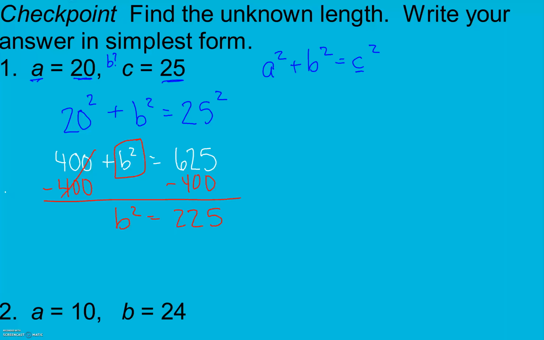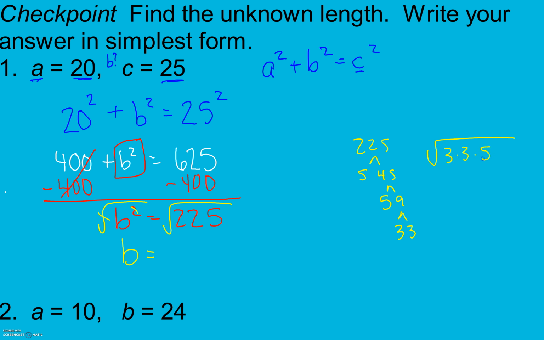We're looking for what number we squared to get to 225. So in order to find that, we take the square root. And I get b equals the square root of 225. 225 is 5 times 45, which is 5 times 9, which is 3 times 3. So here, keep in mind, the square root of 225 is still in a square root. I have 3 times 3 times 5 times 5.